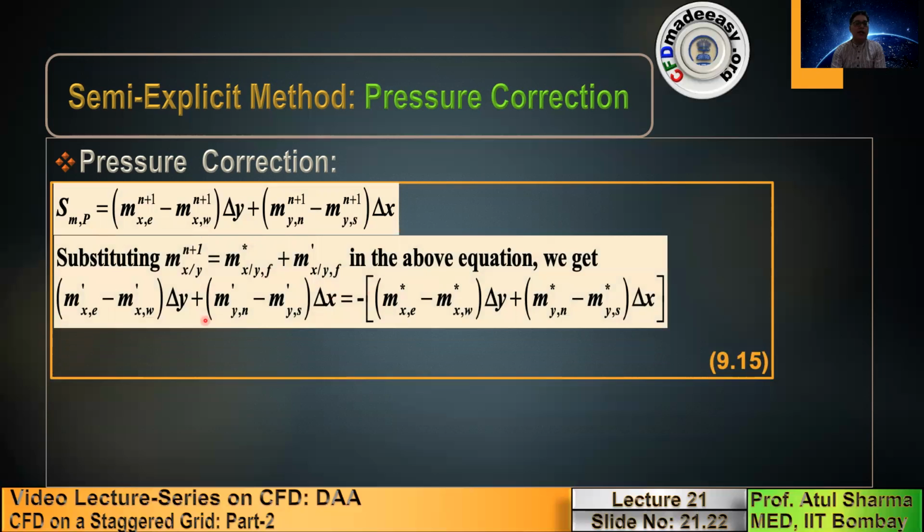So if you substitute that, if you take all the prime values on the left hand side and all the star values on the right hand side, you end up with, so this is like a mass source from the corrections and this is like a mass source from the predictions. So you finally end up with an equation that the mass source from the corrections, the mass flux correction, is equal to the negative of the predicted mass source. This is the predicted mass source and this is the mass source from the corrections. They have a negative correlation.